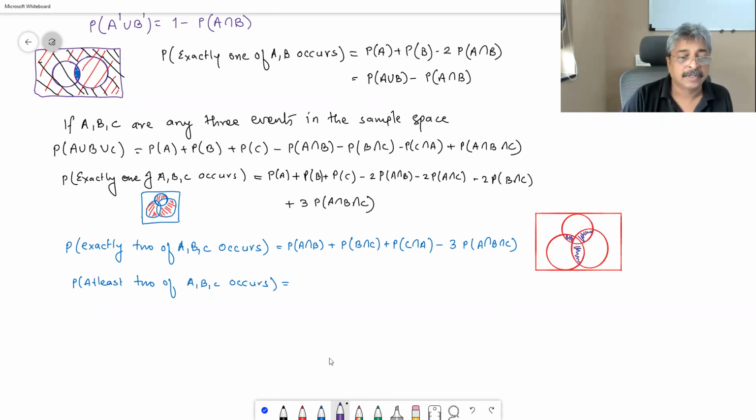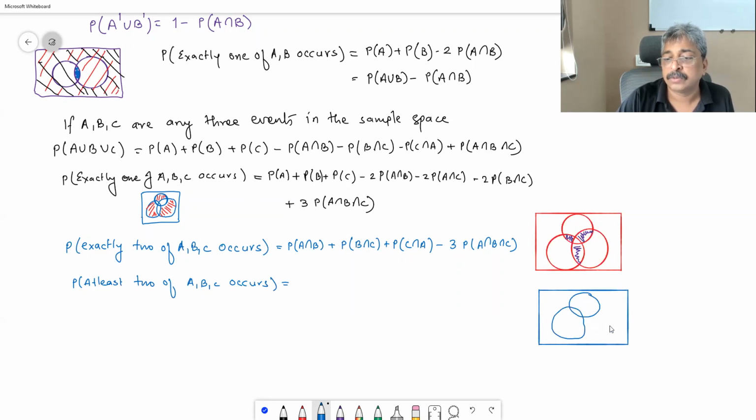That is second. And at least 2 of A, B, C occurs. So the last which is asked is, you have these 3 circles, 1, 2, and 3, at least 2. If you have 3 is okay, but at least you should have 2, and therefore your favorable area is going to be this, inclusive of the total intersection.